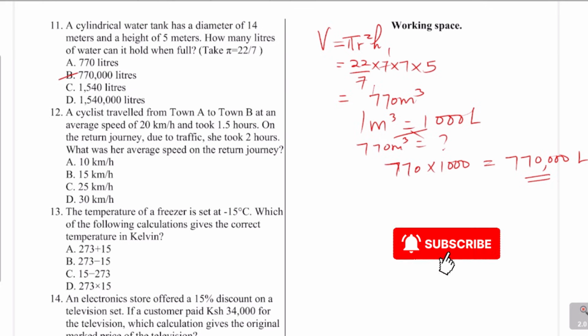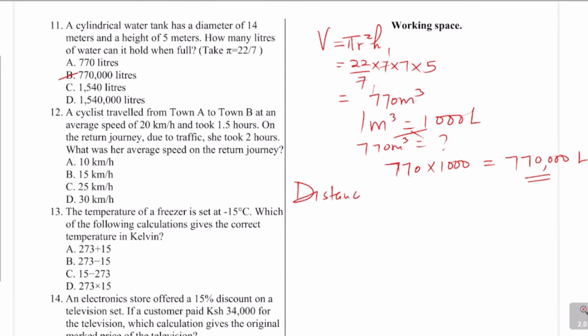We go to question 12. A cyclist traveled from town A to B at an average speed of 20 kilometers per hour and took 1.5 hours. On the return journey, due to traffic, she took 2 hours. What was her average speed on the return journey? Now, one thing that we don't have for this question is the distance AB. So we need to get the distance from A to B.